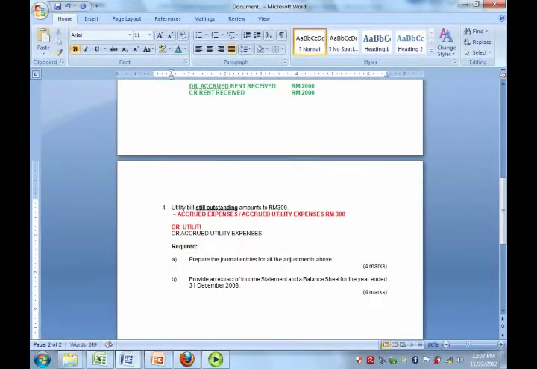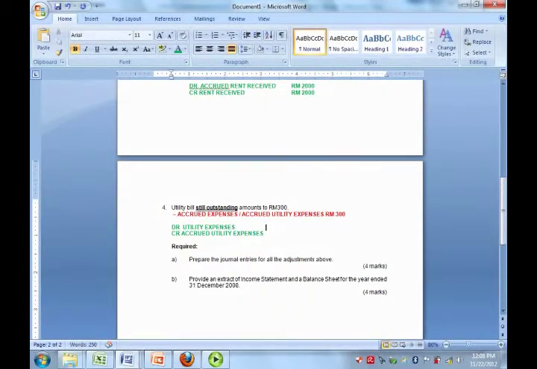Yes, utilities expenses. Why debit utilities expenses, class? Because it is expenses. When we increase expenses, we must debit the expenses account. So which item is considered income statement, transferred to the income statement? Utility expenses. And accrued utility expenses we put in current liabilities on the balance sheet.